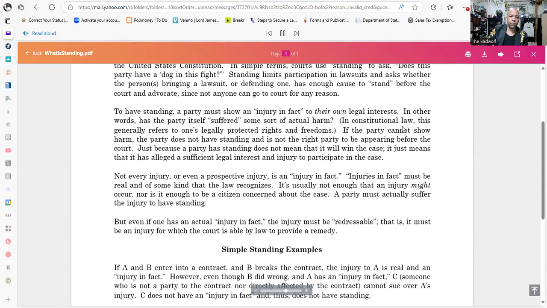To have standing, a party must show an injury in fact to their own legal interests. In other words, has the party itself suffered some sort of actual harm? In constitutional law, this generally refers to one's legally protected rights and freedoms. If the party cannot show harm, the party does not have standing and is not the right party to be appearing before the court. Just because a party has standing does not mean that it will win the case. It just means that it has alleged a sufficient legal interest and injury to participate in the case.